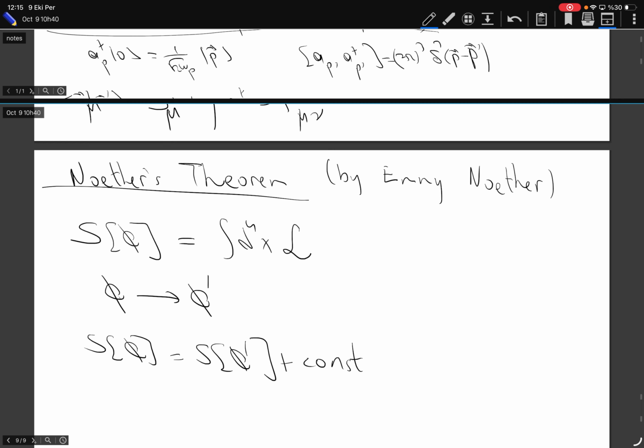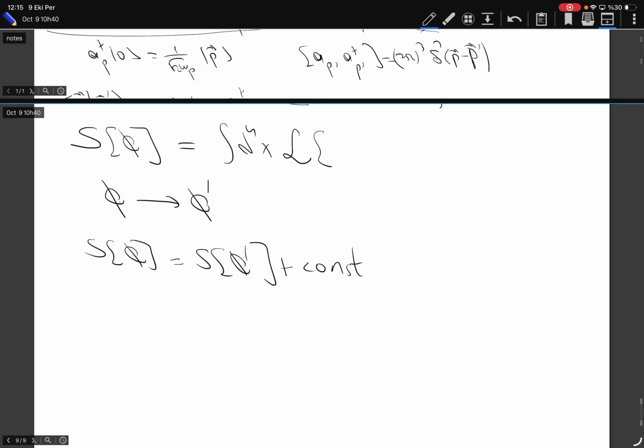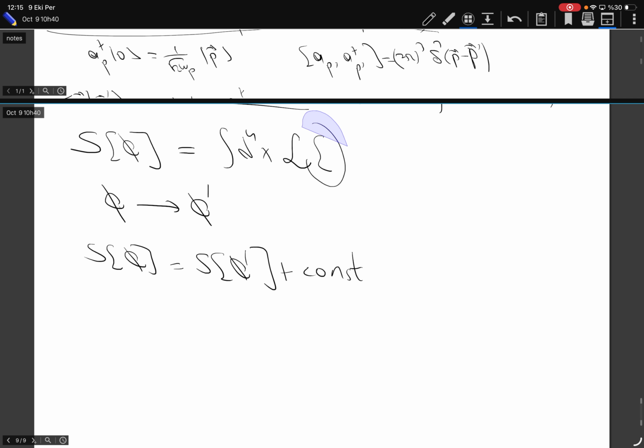I want S of phi to be S of phi prime plus some constant at most. Now that constant, I don't really care about, because what will be important for me is the variation of the action. So in principle, I can have some constant. My Lagrangian will also be a function of phi. What this would mean for my Lagrangian is that the Lagrangian of phi and the Lagrangian of phi prime might differ by a total derivative.